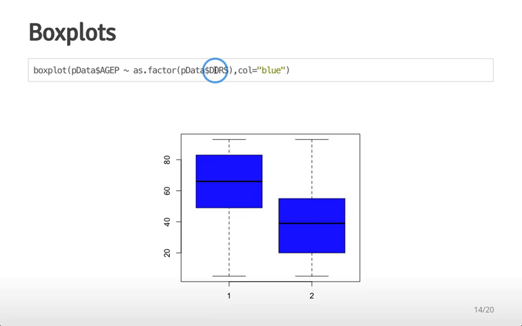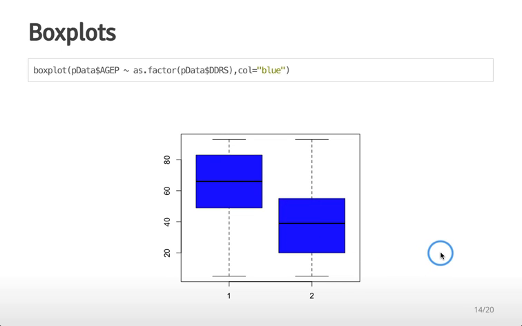So DDRS equal to 1 means that they have difficulty dressing, and DDRS equals 2 means they don't have difficulty dressing. And what you can see here is that the individuals that have difficulty dressing actually have a much higher age on average than the individuals that don't have difficulty dressing, which is not surprising. But by putting these on a common scale, it makes it possible for you to compare the centers of the distribution, but also the variability of these two distributions.